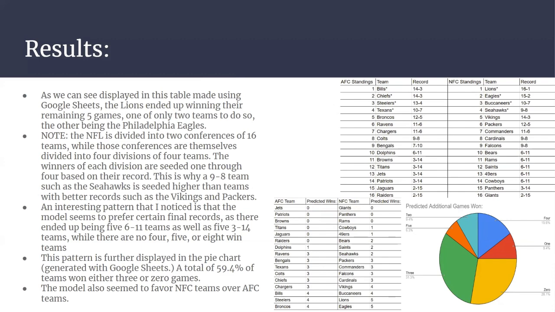This is why a 9-8 team such as the Seahawks is seeded higher than teams with better records such as the Vikings and Packers. An interesting pattern that I noticed is that the model seems to prefer certain final records, as there ended up being 5, 6, and 11 teams, as well as 5, 3, and 14 teams, while there are no 4, 5, or 8 win teams. This pattern is further displayed in the pie chart, with a total of 59.4% of teams winning either 3 or 0 games. The model also seemed to favor NFC teams over AFC teams.